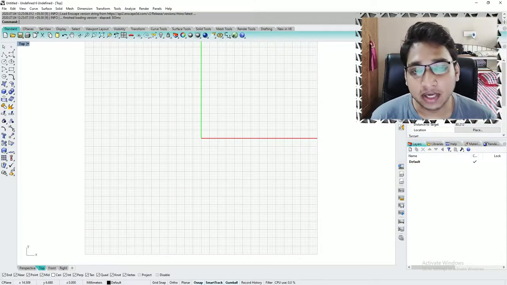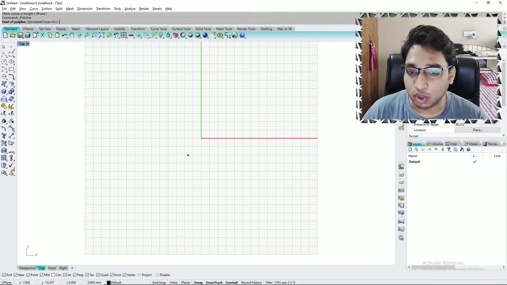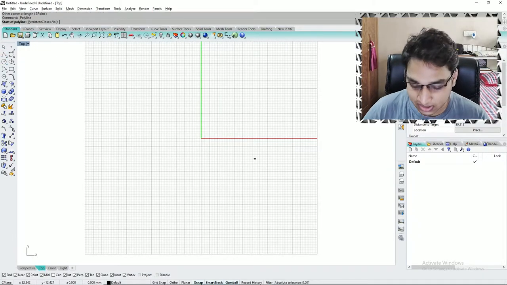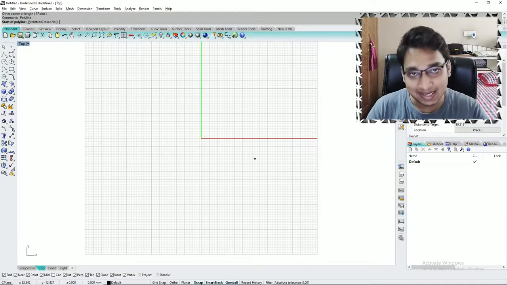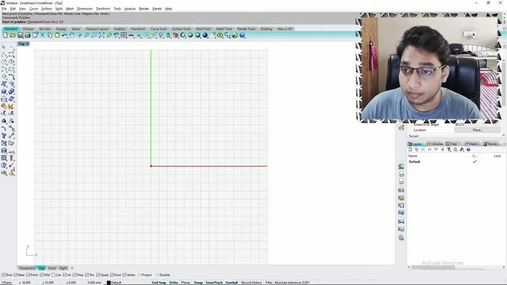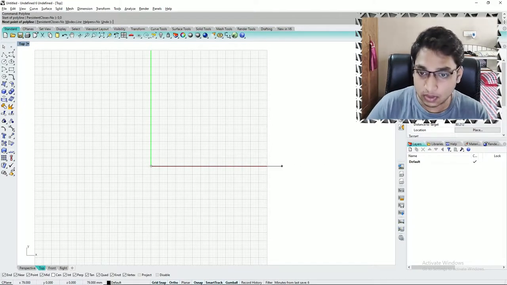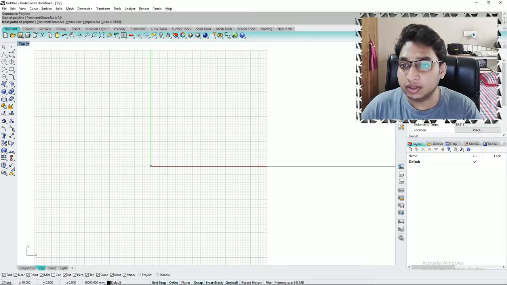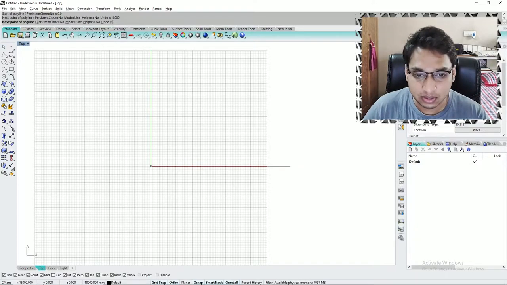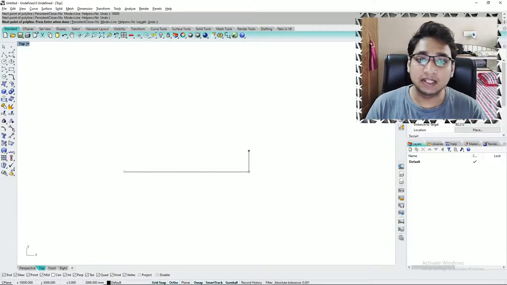So this is my Rhino environment currently. I'll start by simply making a polyline which gives us the exact width and length of our bridge. I'll start from 0,0 and take my length to be around 18 meters. Yeah, this looks way beyond. So this will be the length of my bridge.